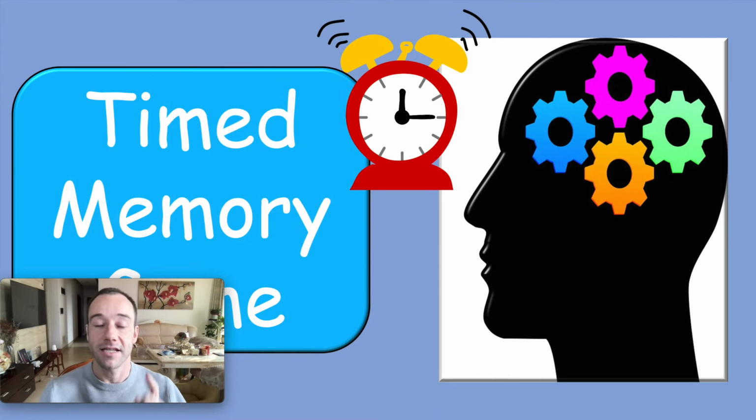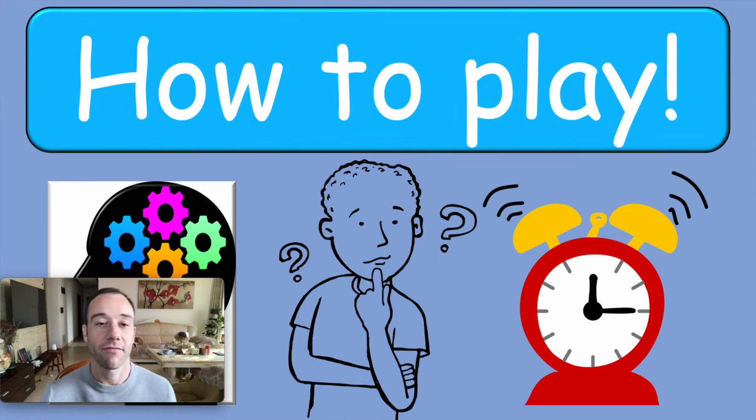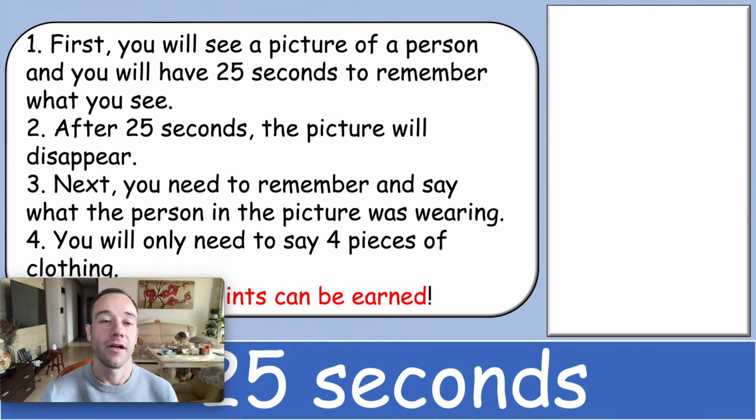All right, let's play the timed memory game. All right, so this game is really fun. Here's the way it works. So how to play. I have clear instructions here for them. All right, first you will see a picture of a person, and you will have 25 seconds to remember what you see. After 25 seconds, the picture will disappear. Next, you need to remember and say what the person in the picture was wearing. You will only need to say 4 pieces of clothing. 5 points can be earned.